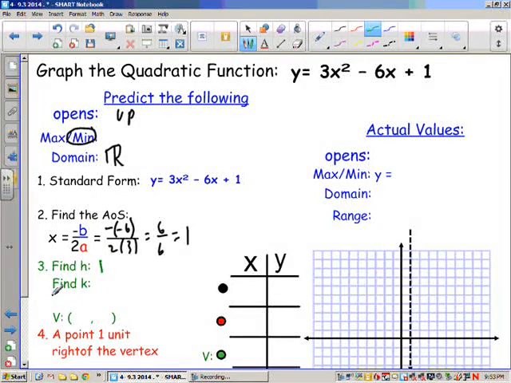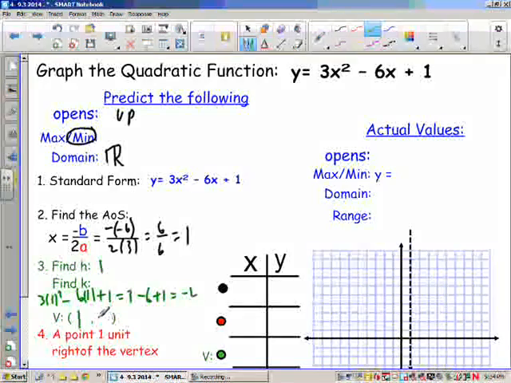If we plug in our h, we can find k. So 3 times 1 squared minus 6 times 1 plus 1. We get 1 squared is just 1, so we get 3 minus 6 plus 1. 3 plus 1 is 4. Take away the 6 equals a negative 2. So our vertex is 1, negative 2.